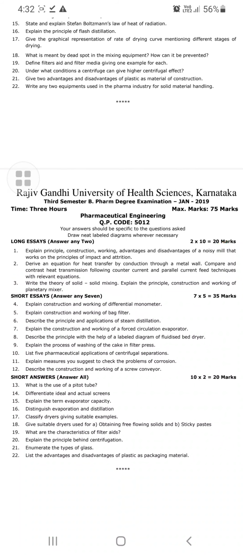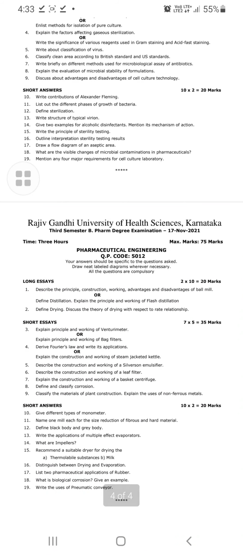Next, let's go for the 2022 question paper. Here, see, 10 marks: ball mill, a very important one. Then you have to go for flash distillation. Then drying, that is, the theory of drying with respect to the rate relationship. Write these questions that I am telling you.